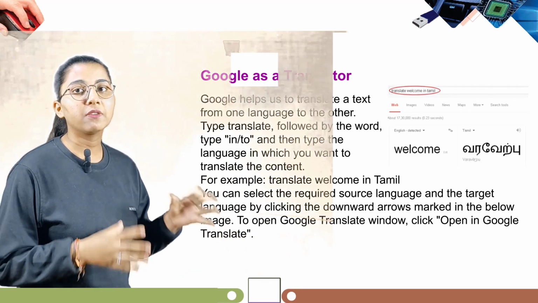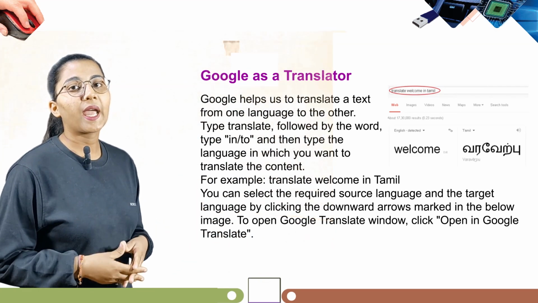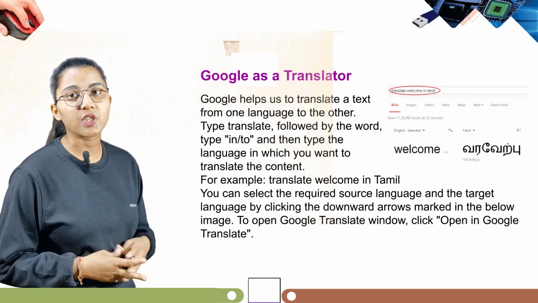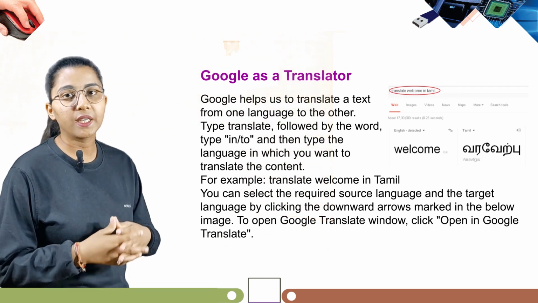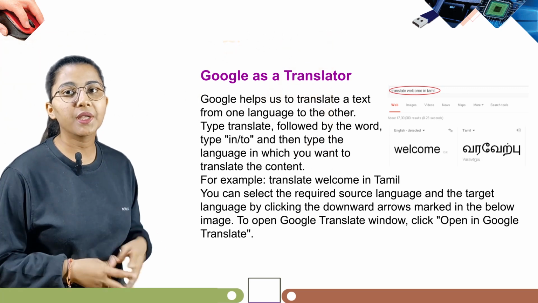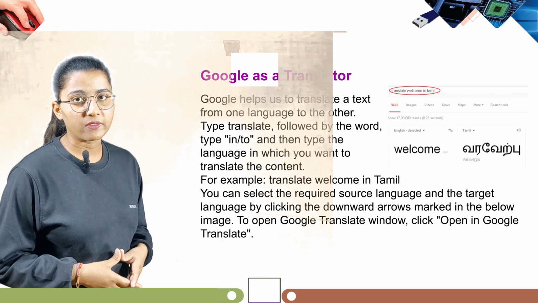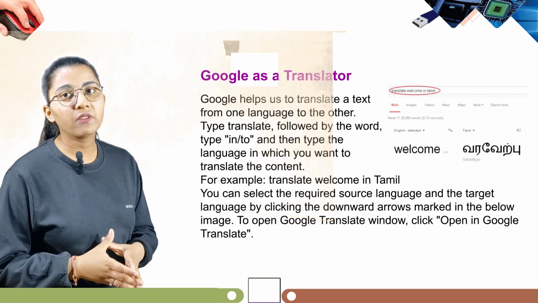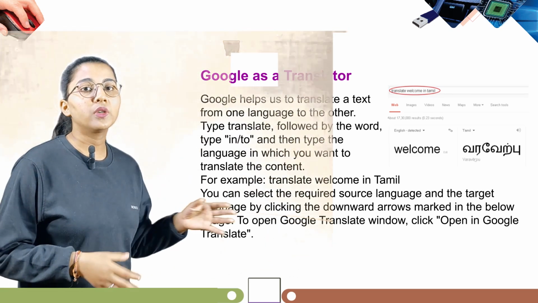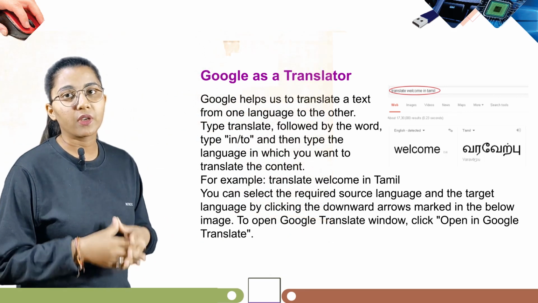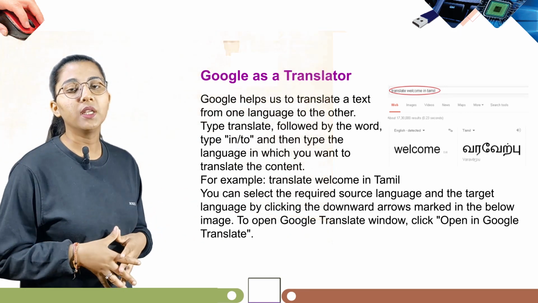Type translate followed by the word, type in or to, and then type the language in which you want to translate the content. For example, translate welcome in Tamil. You can select the required source language and the target language by clicking the downward arrows marked in the below image. To open Google Translate window, click open in Google Translate.